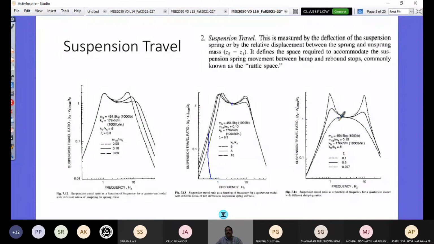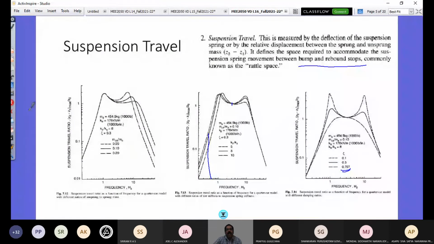So the requirement of accommodating space between bump and rebound stops, for my components of suspension, requires a compromise in isolation. So the stiffer the spring, the more the damping value, or the mass values, the light mass and so on, this mass is preferred as completely opposite requirements, right? So that is the suspension travel requirement.